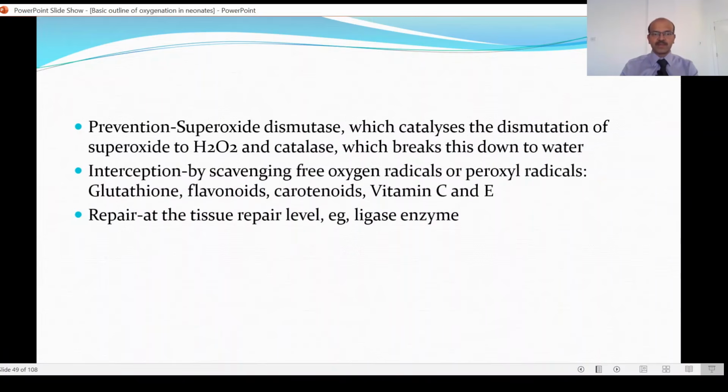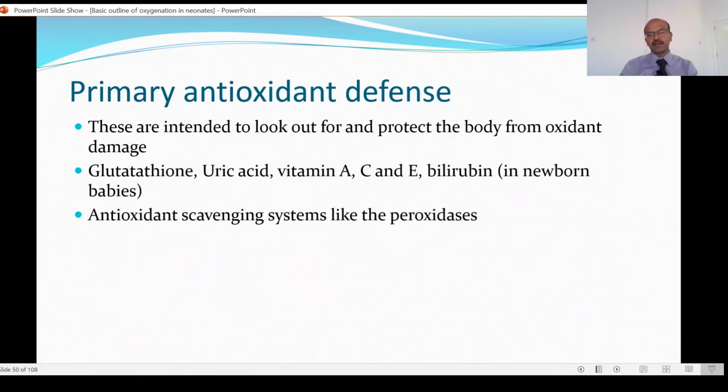In terms of interception, it's mainly the scavenging of free radicals or peroxyl radicals in the tissue, and the molecules involved here include glutathione, the flavonoids, carotenoids, which is related to vitamin A, and vitamin C and E. Repair is at the tissue repair level, like the ligase enzyme. We can also look at the primary, secondary, and tertiary antioxidant defense mechanisms.